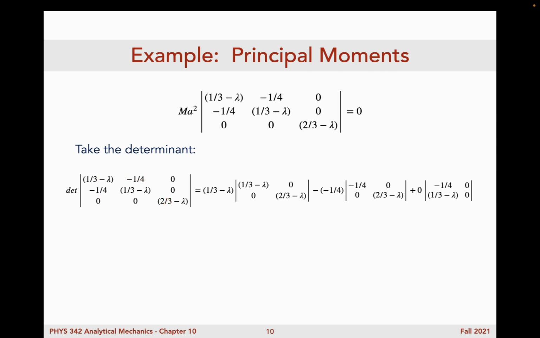Then you move on to the next one. You look at this value, you cross out the row and the column that it belongs to, and then you write that it's equal to negative. You alternate the signs on these things. The first one is a positive this term. Now you do a negative that term, then we're going to do a positive again. So you take a negative 1/4, and take the determinant of what's left over here. So we've got negative 1/4, 0, negative 1/4, 0, 0, and then 2/3 minus lambda, 0, 2/3 minus lambda.